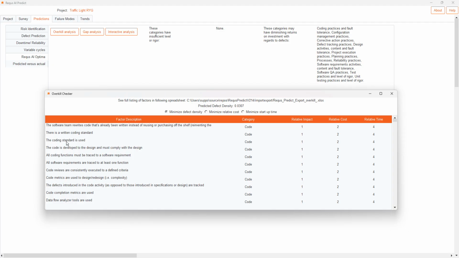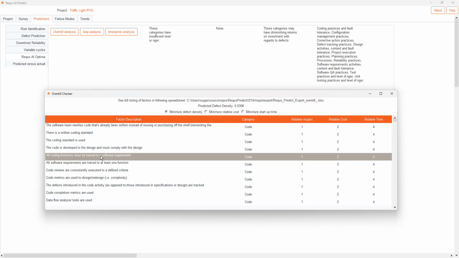So the goal here is to see if by clicking some of these items here, we can notice some that really have almost no effect or even possibly a negative effect on defect density. One that I see right off the bat is tracing coding functions back to a software requirement. That can be exhaustive. Let's click that and see what happens. Okay, getting rid of it actually helped. It reduced the defect density by a very tiny amount. Let's look at the next one.